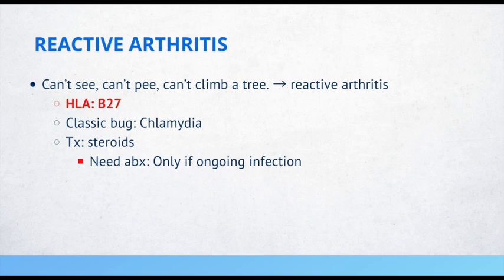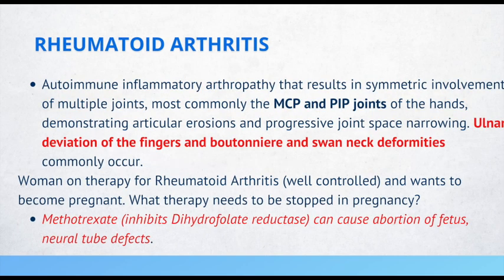Rheumatoid arthritis. This is an autoimmune inflammatory arthropathy that results in symmetric involvement of multiple joints, most commonly the MCP and PIP joints of the hands, demonstrating articular erosions and progressive joint space narrowing. Ulnar deviation of the fingers and boutonniere and swan-neck deformities commonly occur.